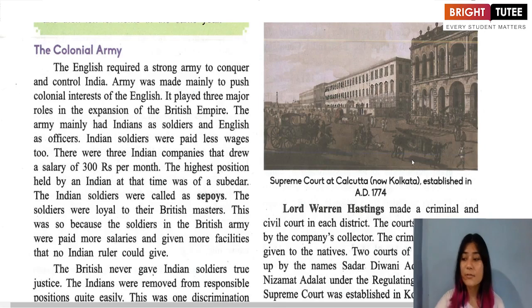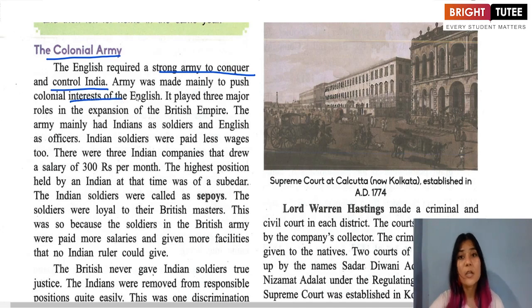Now the next component that we are going to look at is the colonial army. The English, or the East India Company, required a strong army to conquer and control India. They needed a very strong army to maintain control over India. The army was made mainly to push colonial interest. The army was set up and soldiers were recruited only so that they would work for the benefit of the Company or the British.